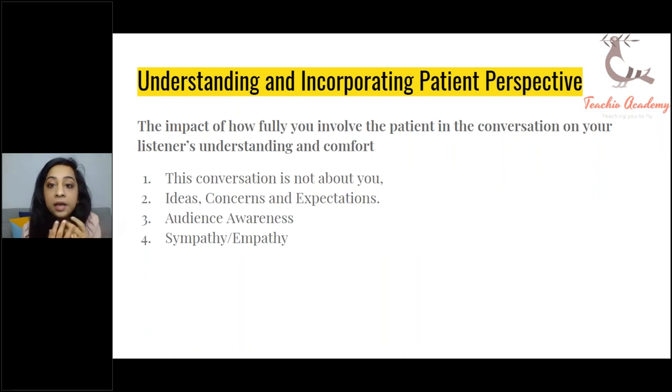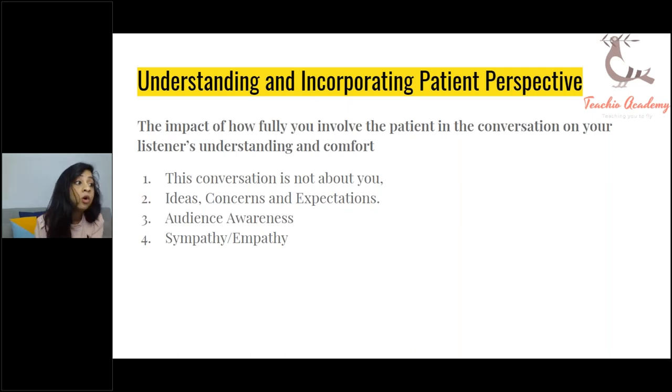All right. Then the next clinical communication criteria is understanding and incorporating the patient's perspective. What it's defined as on the official OET site is the impact of how you fully involve the patient in the conversation on your listener's understanding and comfort. What that means is, I know some of us are quite experienced doctors and experienced nurses, but we need to remember that we aren't the focus of the conversation. This conversation is about the patient.